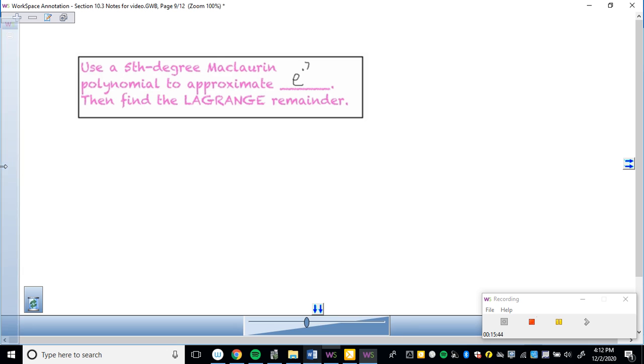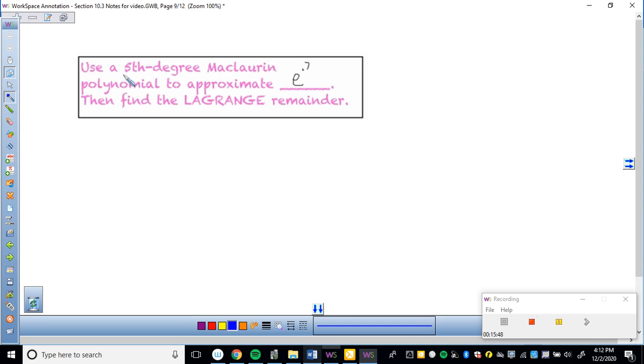Okay, so here, use a fifth degree. So highlight the information that's going to be helpful here. Fifth degree Maclaurin means centered at 0, polynomial to approximate e to the 0.7. Then find the Lagrange remainder.